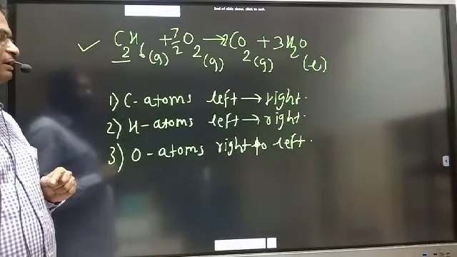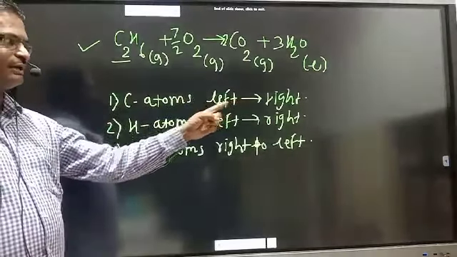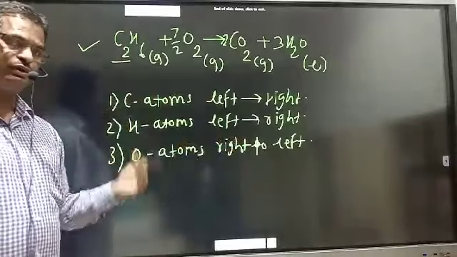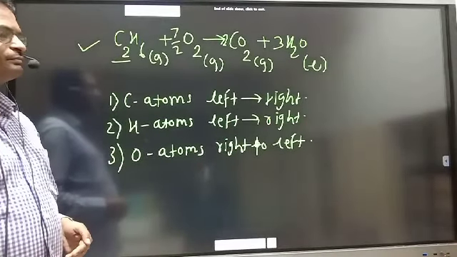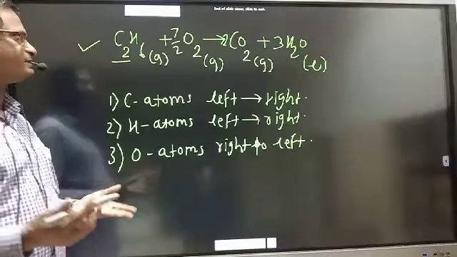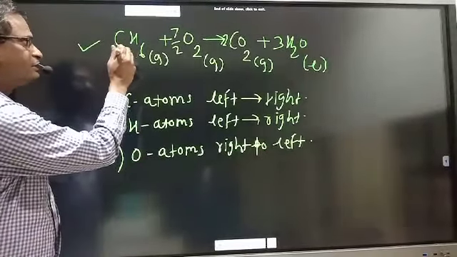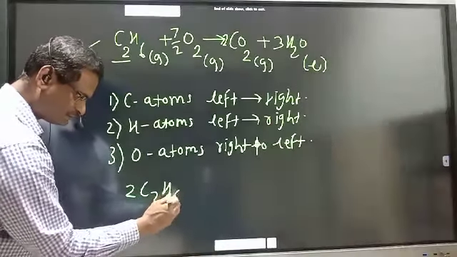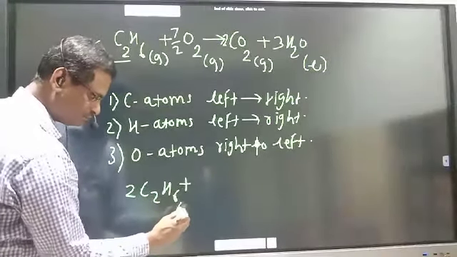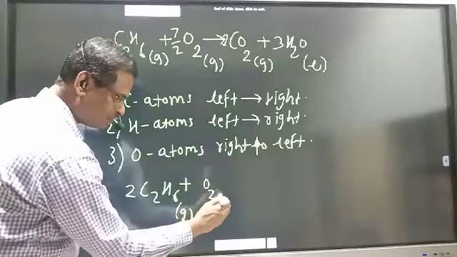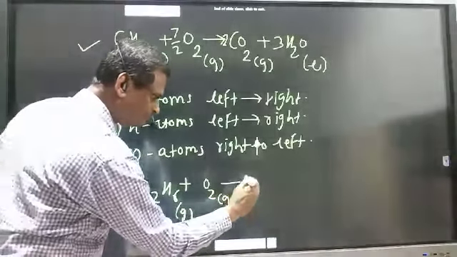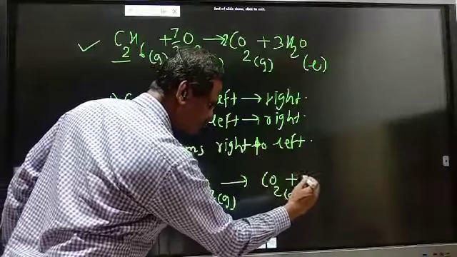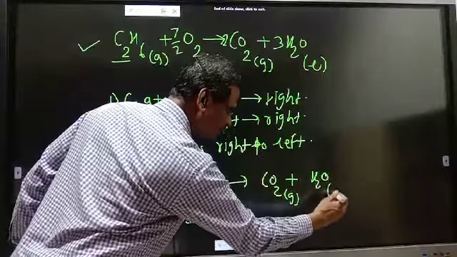First of all, balance the carbon atom from left to right, then hydrogen from left to right, then oxygen from right to left. See, one more reaction. Instead of C2H6, if I take 2C2H6, this is a gas, plus O2 gas, giving CO2 gas plus H2O liquid.